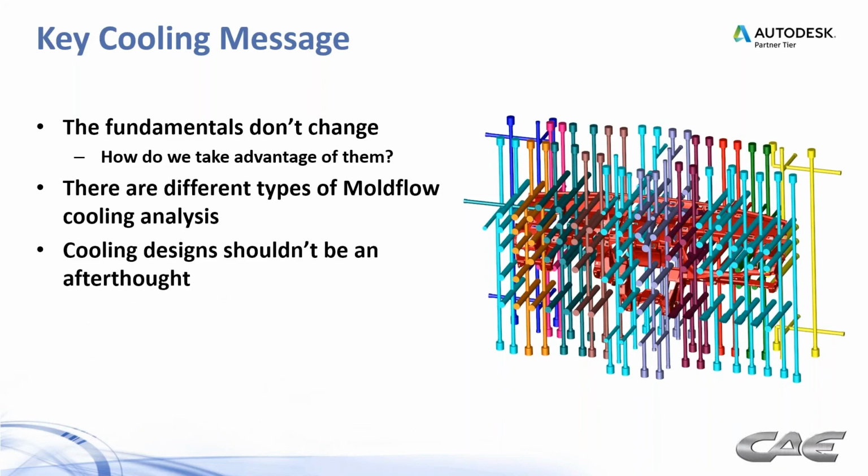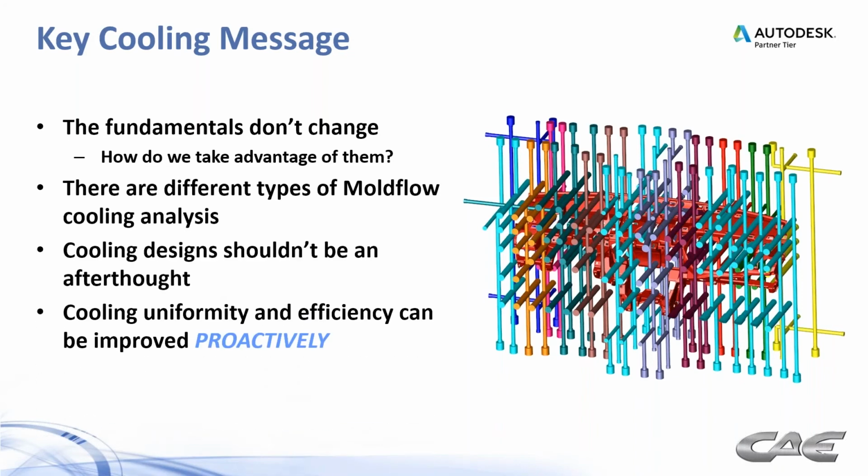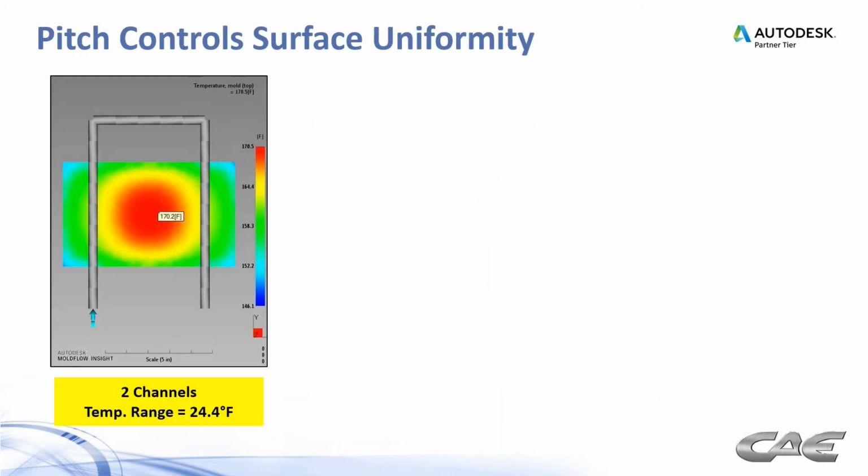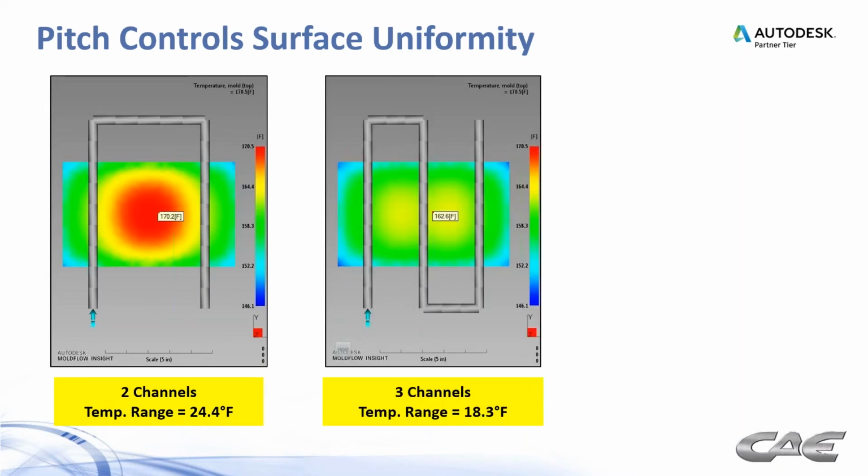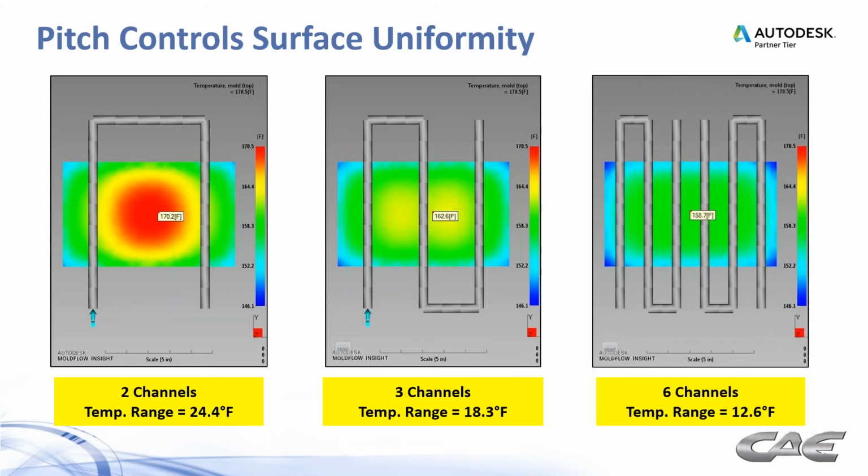But cooling design should not be an afterthought. Cooling uniformity and efficiency can be improved proactively, and we do that through simulation. So let's say we have a flat plate and we have two channels, and we see a 24-degree variation across the part. Maybe we add another channel in the center to cover that hot spot. Now we've got an 18-degree temperature variation across the part. Some improvement, but not quite where we'd like to be.